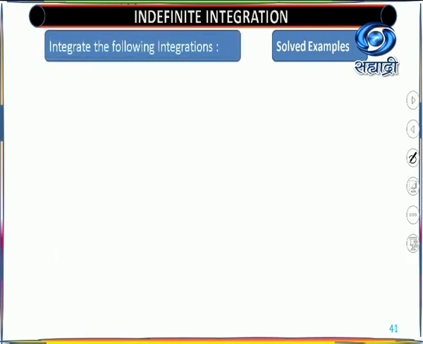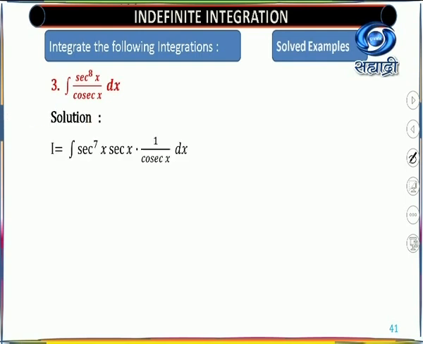Now the next example is the integration of sec raised to 8x upon cosec x dx. Now look here: instead of the cosec relation, make the correlation between sine and cos. Look at the solution in two ways; the second way I will also explain. The first is the integration of sec raised to 7x, sec x into 1 upon cosec x dx. This power is split into two parts, 7 plus 1, that is 8.